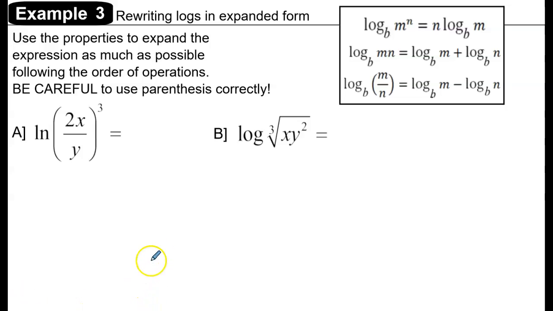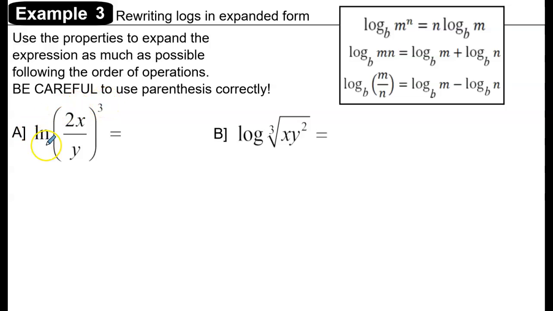Okay, in example 3, we are now going to go in reverse. In example 1, we started with an expression with multiple logs in it, and we condensed it into a single log. Now we're going to go in the other direction, starting with a single log. We're going to expand it as much as possible into multiple logarithmic terms in the expression.